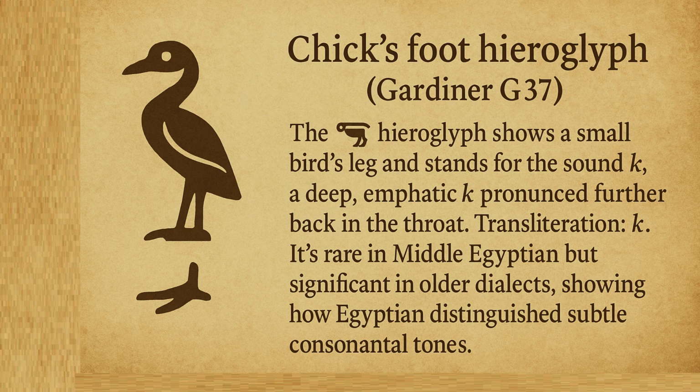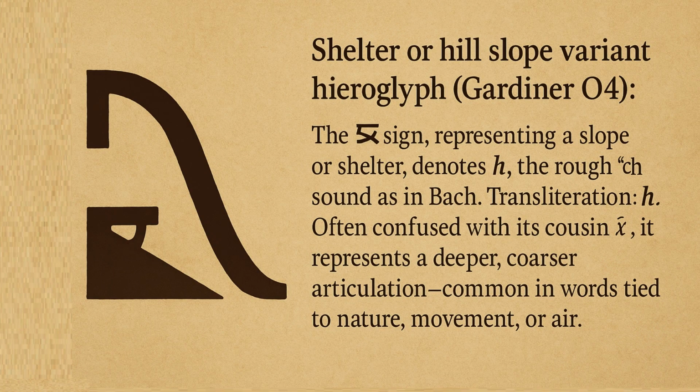20. Chick's foot hieroglyph, Gardiner G37. The hieroglyph shows a small bird's leg and stands for the sound Q, a deep, emphatic K pronounced further back in the throat. Transliteration. It's rare in Middle Egyptian, but significant in older dialects, showing how Egyptian distinguished subtle consonantal tones.